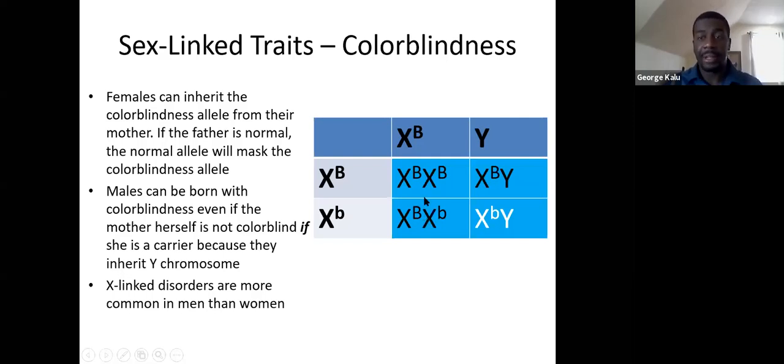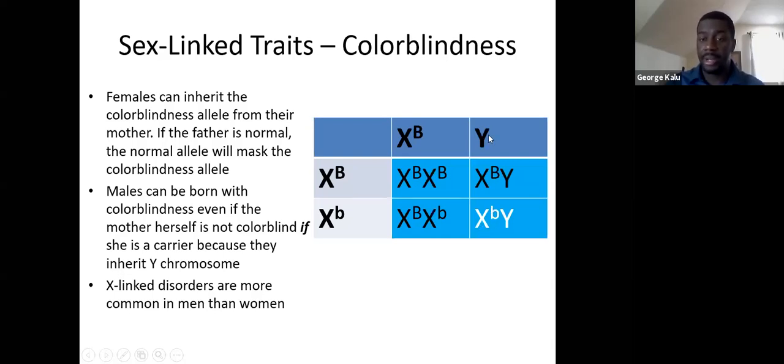Okay, however, the tricky thing comes when we're looking at males. Males can be born with color blindness even if both of their parents have normal color sight. That can happen if mom is heterozygous. If she's a carrier for color blindness, she's going to be passing on one copy of her X chromosomes, and if that copy happens to be the diseased X chromosome, they get the X little b allele.